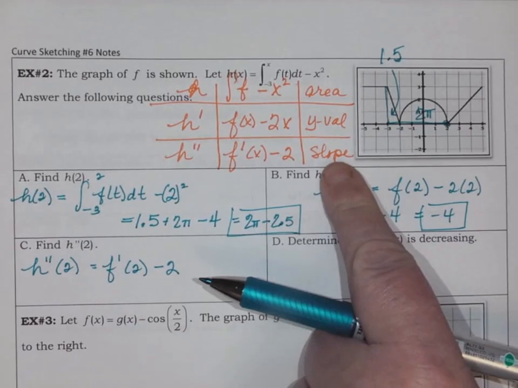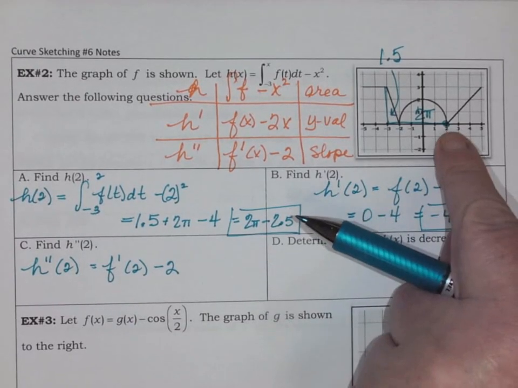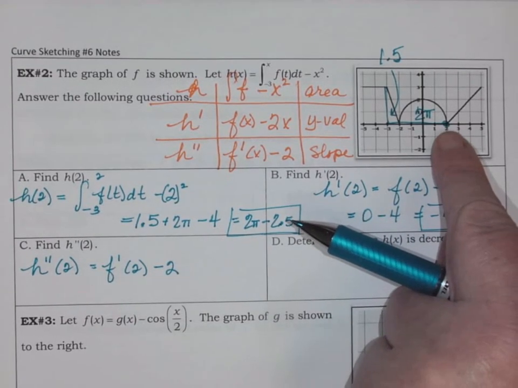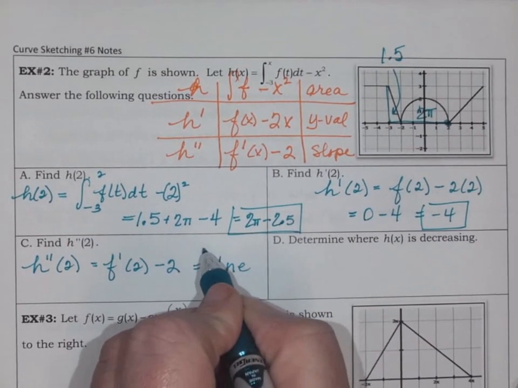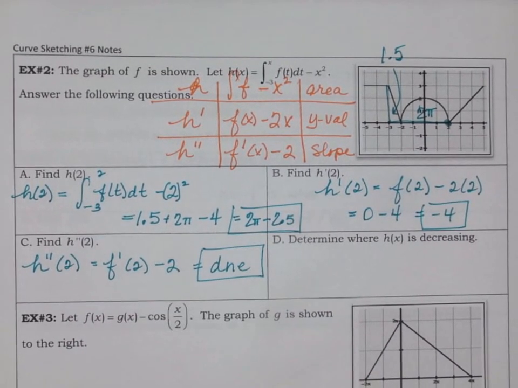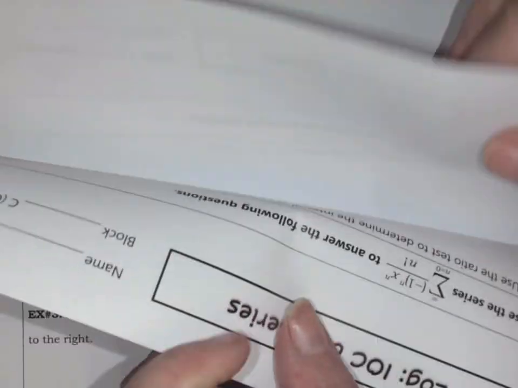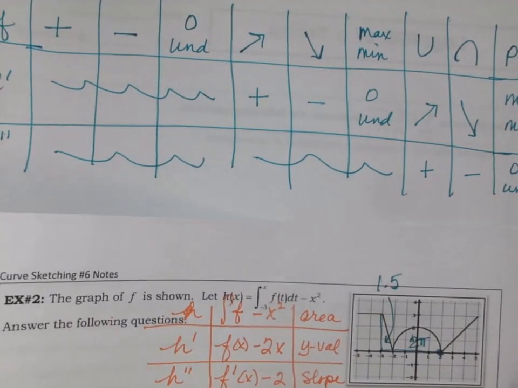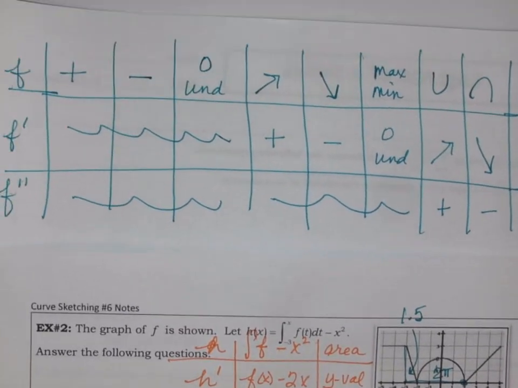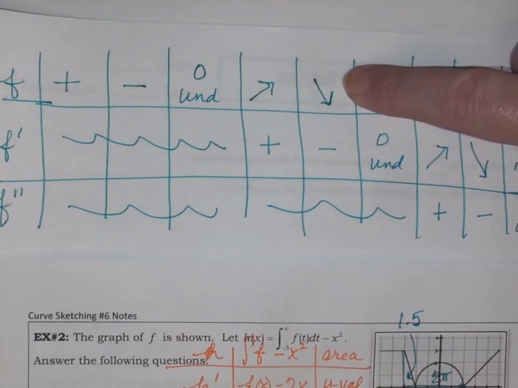So now we're looking at the slope at 2. Well, what do we know about the slope at 2? That's a corner, so it does not exist. So h double prime of 2 does not exist. Okay. And then the last thing, we want to determine where h prime is decreasing. Remember, if I pull up my fun chart, where did it go? Here it is.